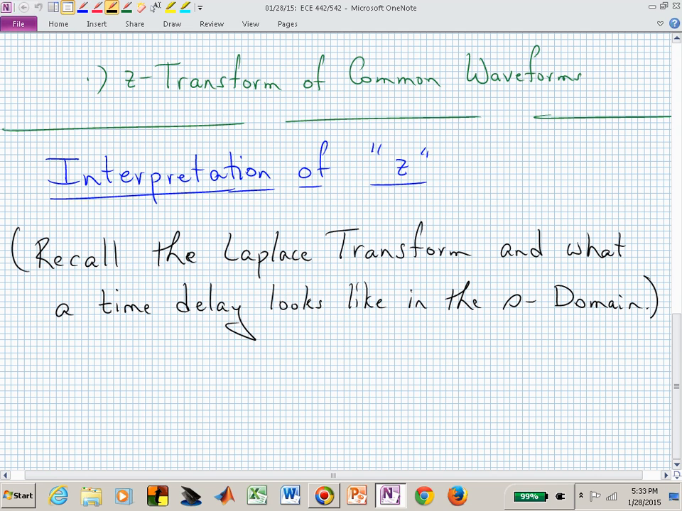How do we gain some insight into what z is? And I want to start with what we're already familiar with, which is the Laplace transform.